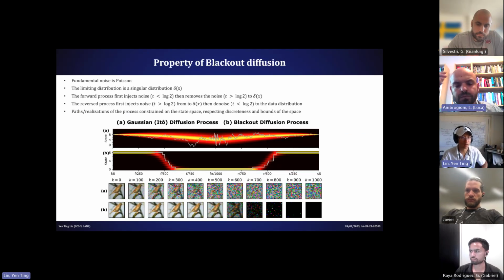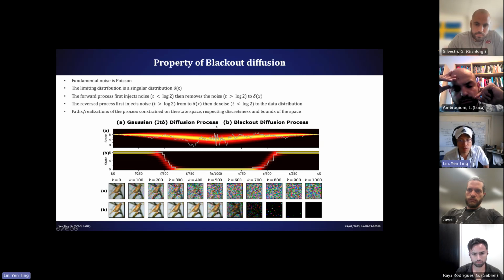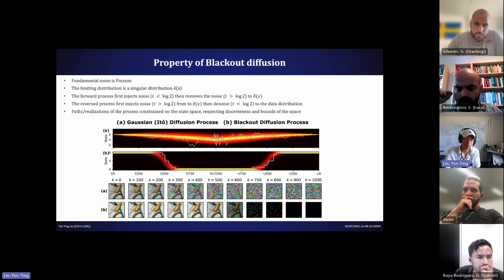It's a generalized diffusion. So the fundamental noise here is Poisson. The limiting distribution is singular, or black. The forward process injects noise and removes the noise after a specific time. You can even analytically calculate it. The reverse does exactly the opposite. You have to first noisify and then denoise.